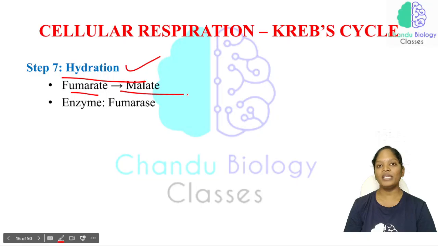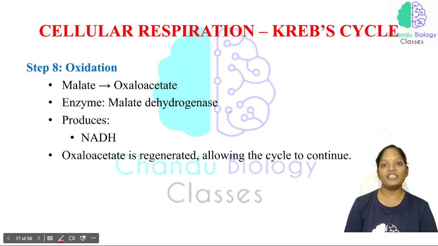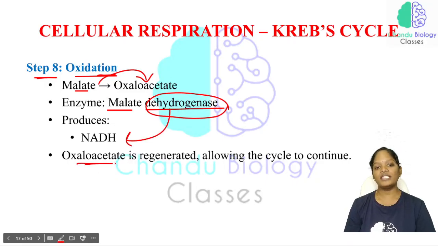Here the fumarate will be converted into malate with the help of an enzyme called fumarase. Step 8 will be the last important step of the Krebs cycle, that is an oxidation reaction. Malate is converted into oxaloacetate with the help of the malate dehydrogenase enzyme. Whenever a dehydrogenase enzyme is involved, there will definitely be production of NADH. And oxaloacetate is regenerated, allowing the cycle to continue.